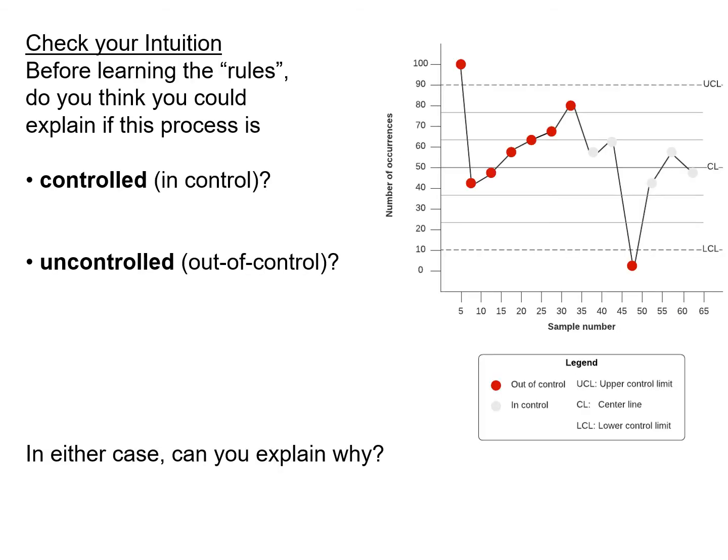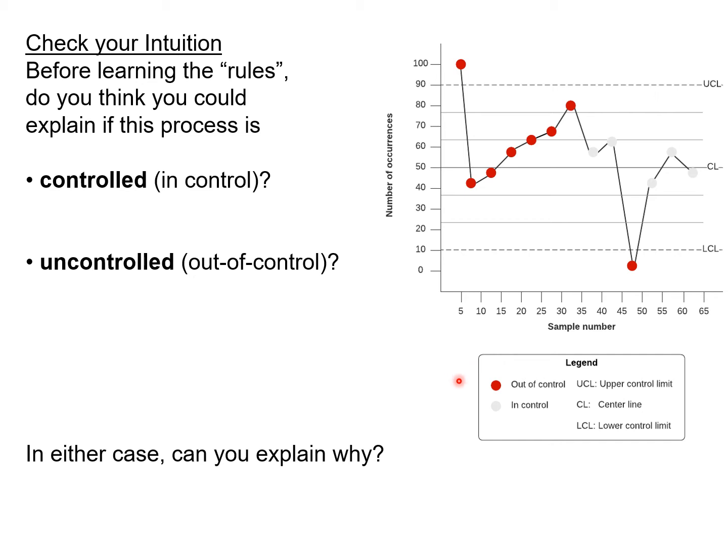So this is what our quality control charts look like. We haven't broken up the pieces yet, which means I haven't discussed what a UCL and an LCL is yet, but that's okay. Let's see if we can understand what it means before we do the rules. Before learning the rules, do you think you could explain if this process is controlled or out of control? Take a moment, pause the video and see if you can figure this out. Is it in control or not?